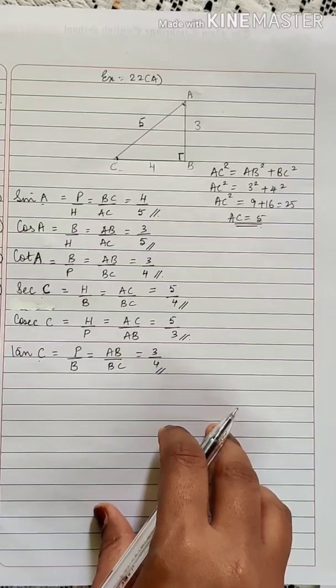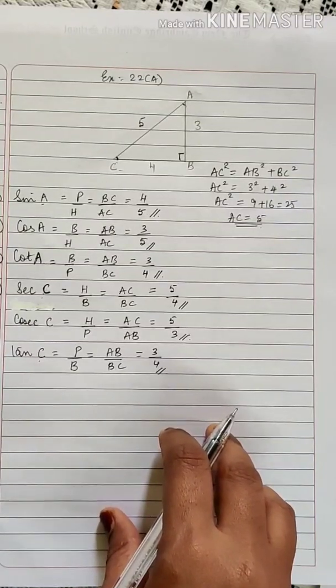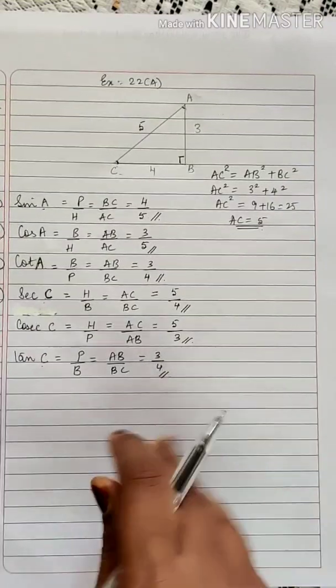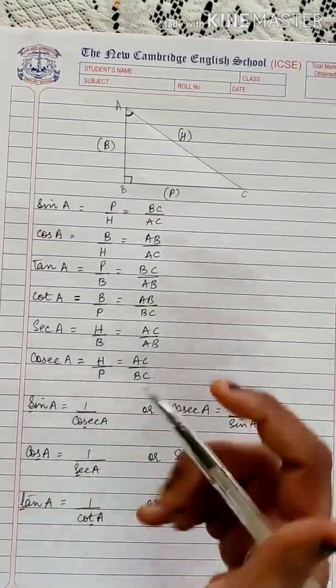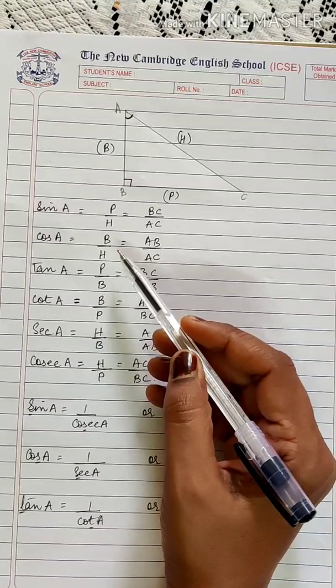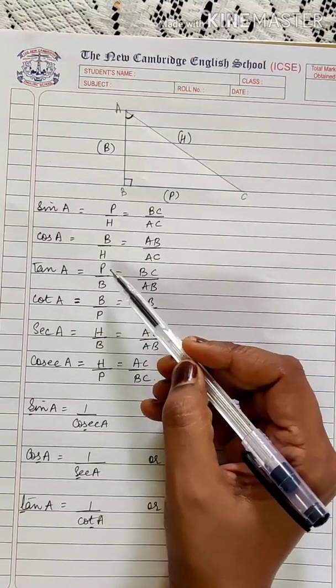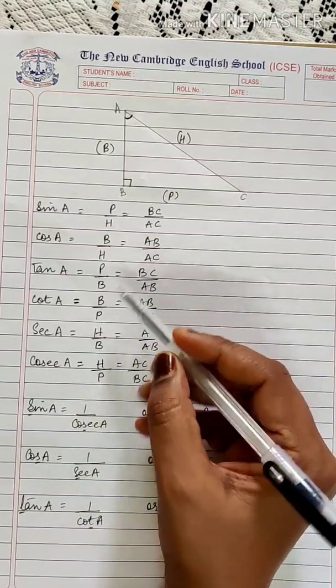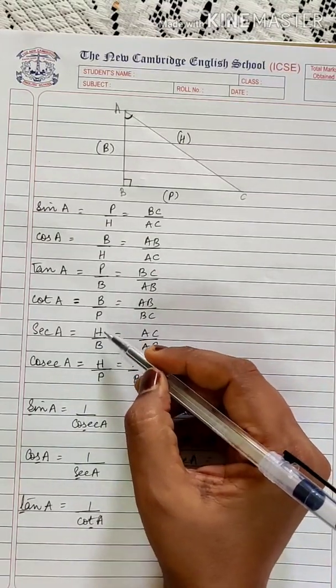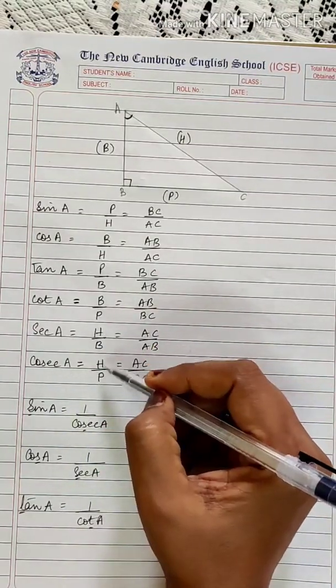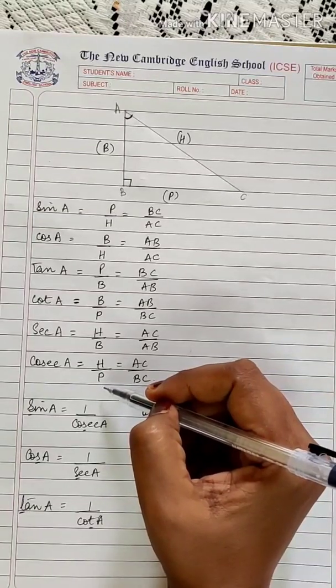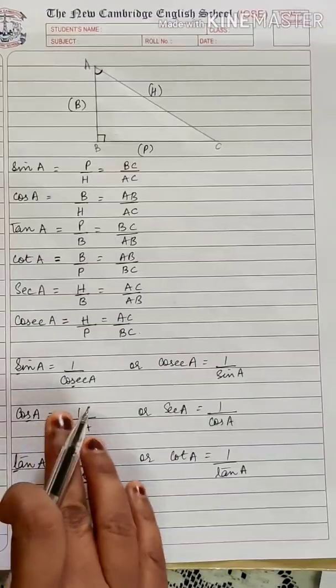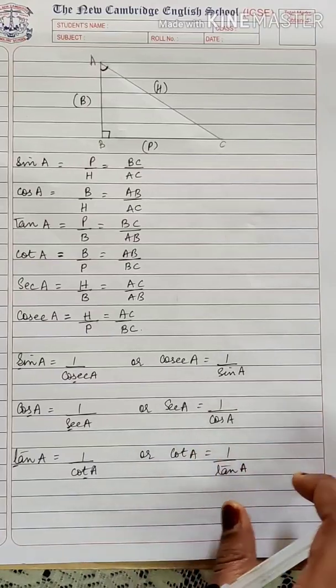Now in the next class, when I start doing sums, you should be thorough with these ratios. All these ratios: sine is perpendicular by hypotenuse, cos is base by hypotenuse, tan is perpendicular by base, cot is base by perpendicular, secant A is hypotenuse by base, cosecant is hypotenuse by perpendicular. And you should know these reciprocal ratios also.